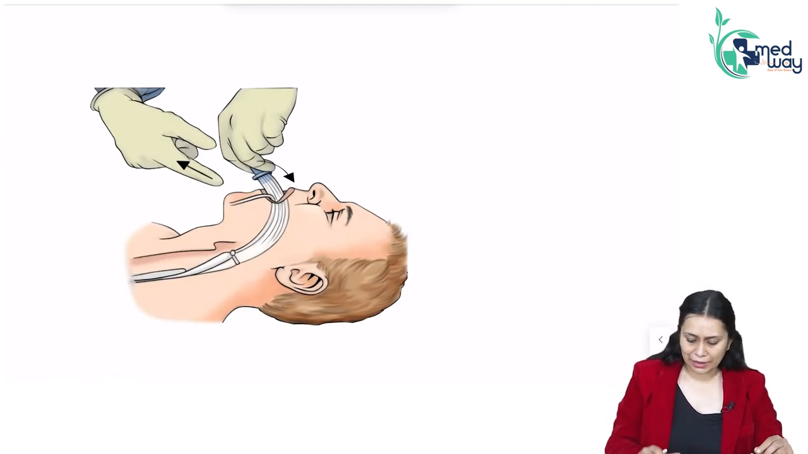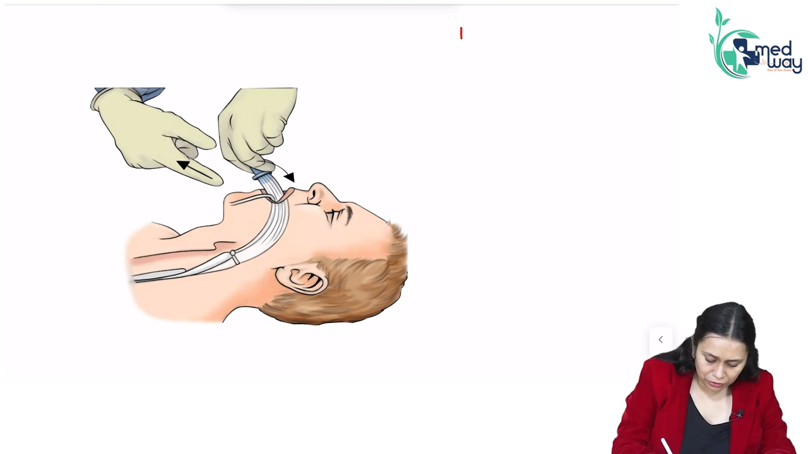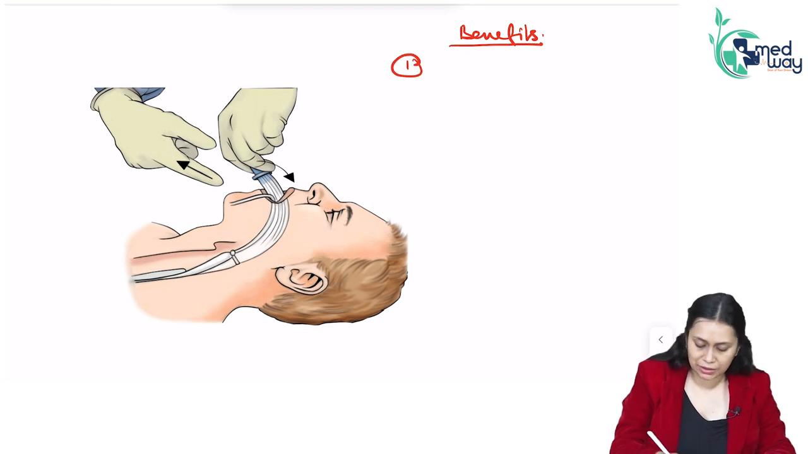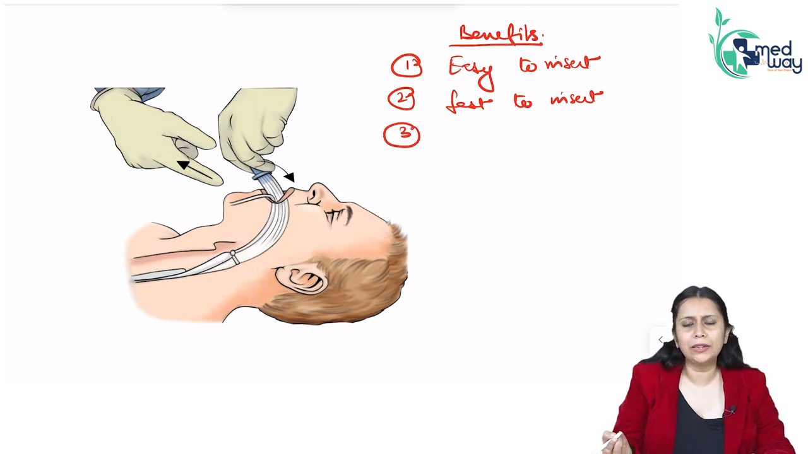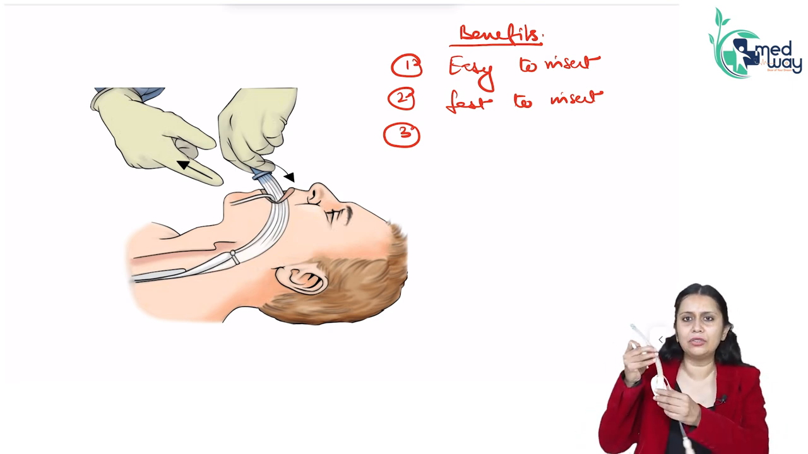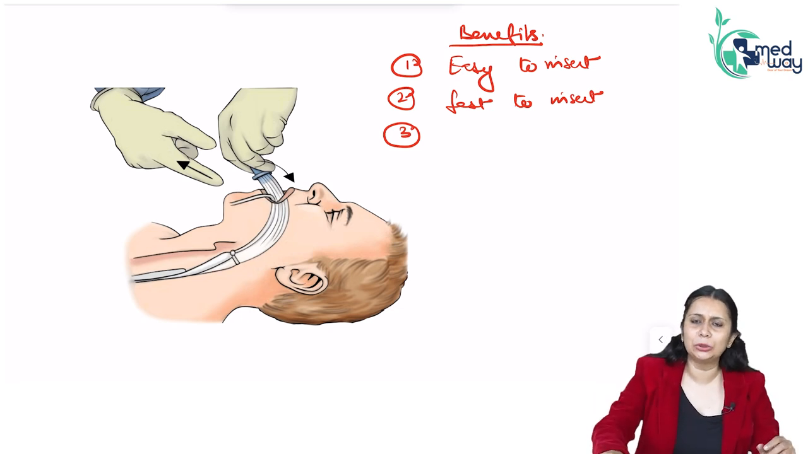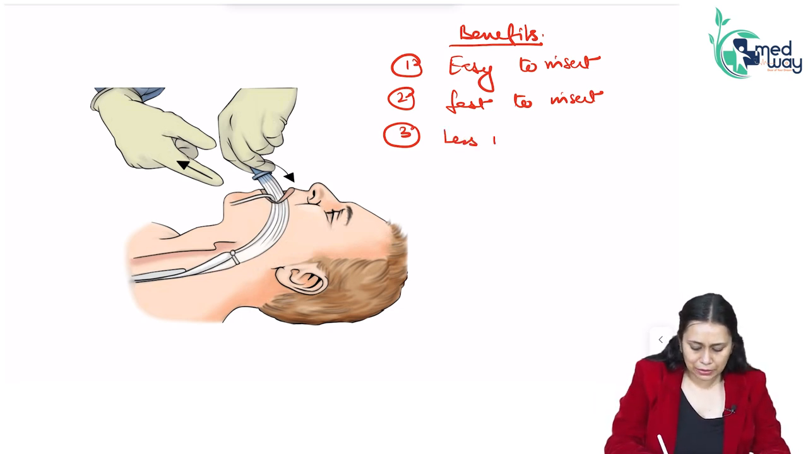So let us write some of the benefits of classical LMA. First, it is easy to insert, as I just demonstrated. Easy to insert, fast to insert. ET tube insertion would take more time than LMA insertion. It also does not require a laryngoscope, so no laryngoscopy response, no sympathetic stimulus. So it is a less invasive airway device. This cuff is made of very soft silicone material, easily tolerated. So less invasive, so less complication.